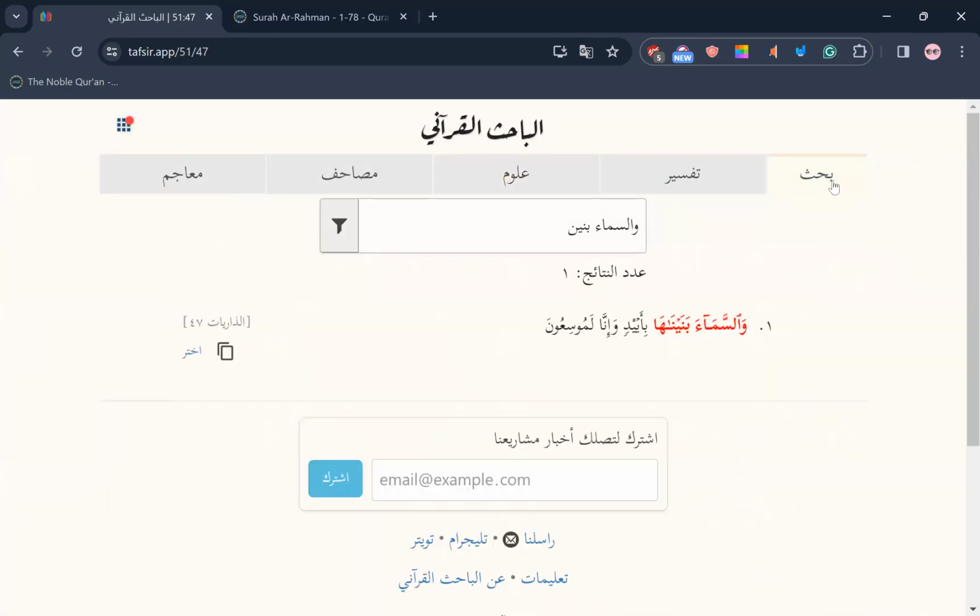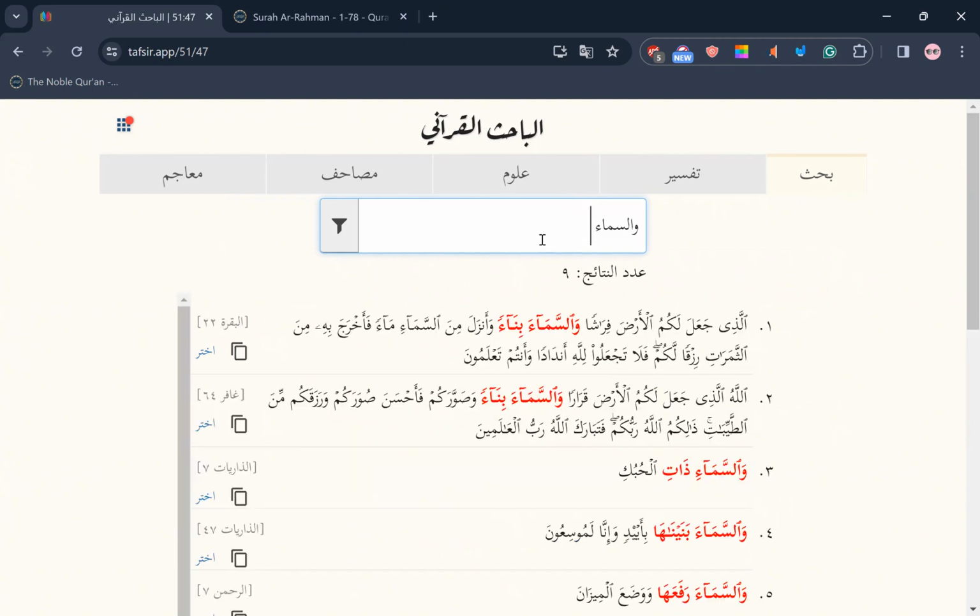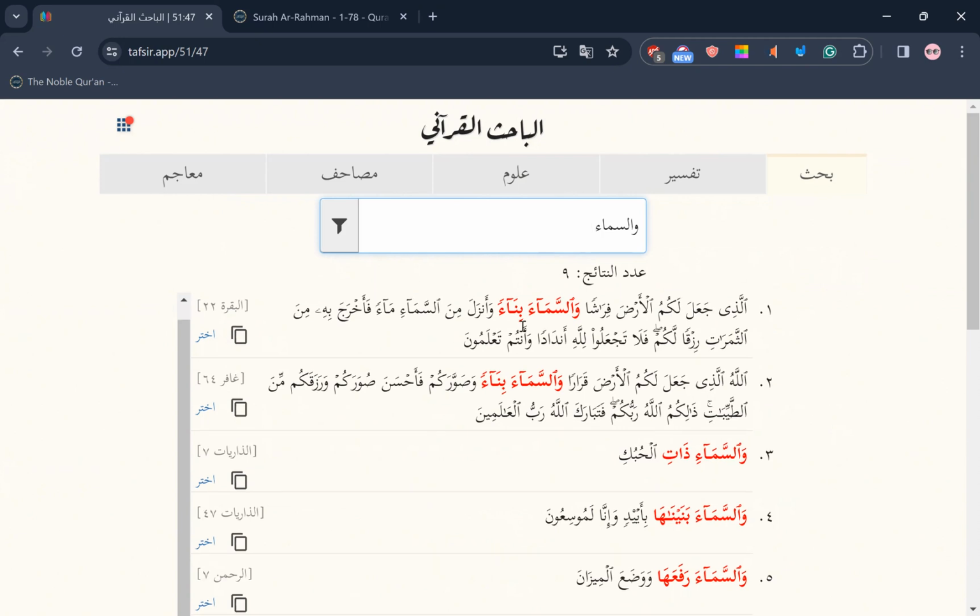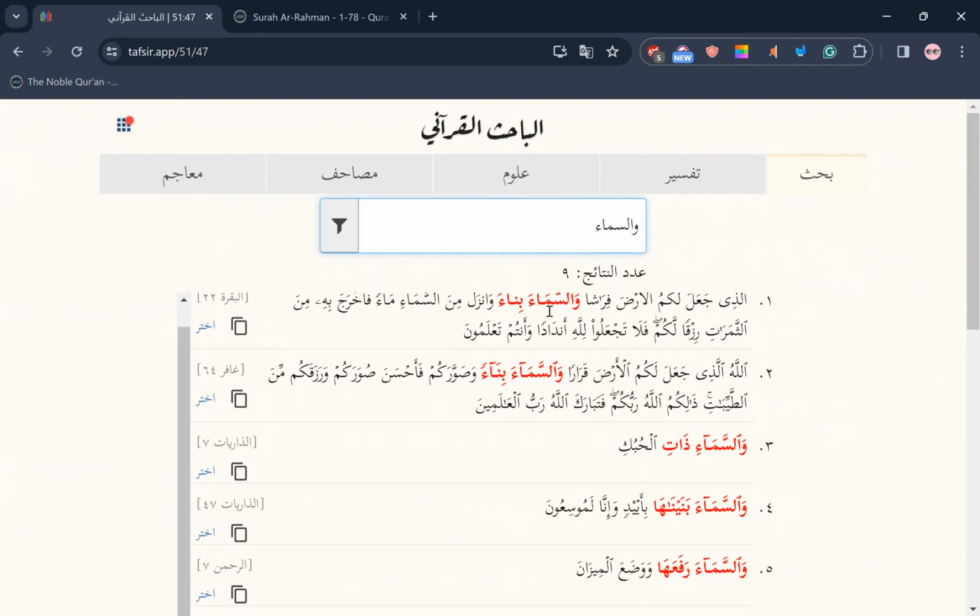Yeah, so I just go to Bahth here, which means search. And then I would type, for example, wasama. Basically I kind of have an idea because I've read it maybe in the Quran. I know there's wasama, there's wal arda, there's things like that, walutan, things like that. So I'll just type in the first word and just check. So wasama, no, this is not it.